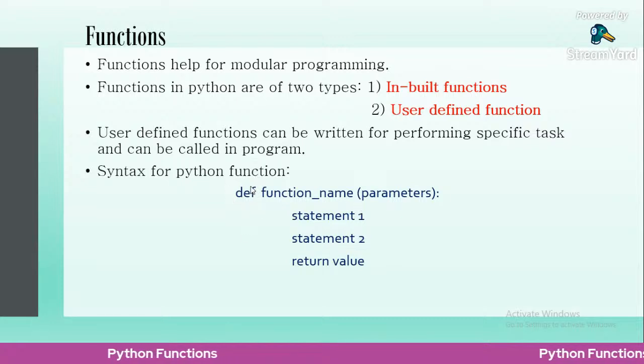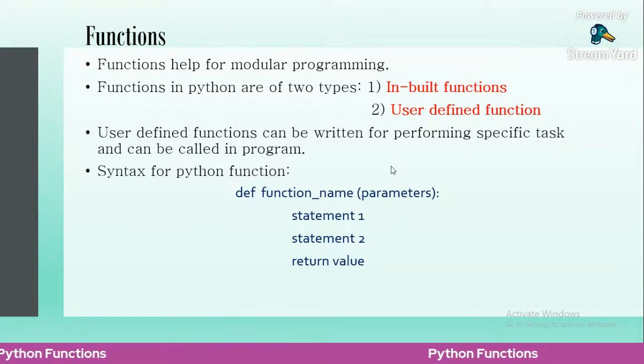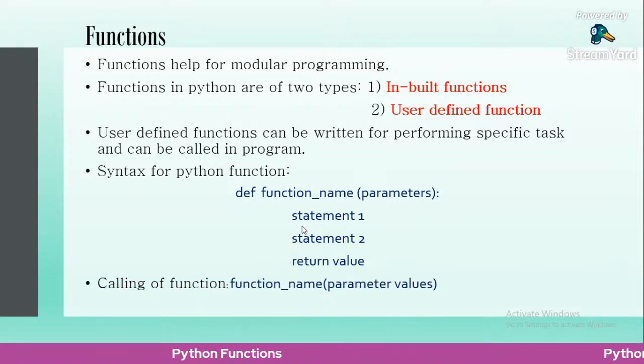So a function must start with def. This is the keyword. Then you have the function name, which you can keep as anything. Then you pass the parameters. After passing the parameters, put the colon, then write multiple statements and return the value. If you do not put a return value, the function will return no value.